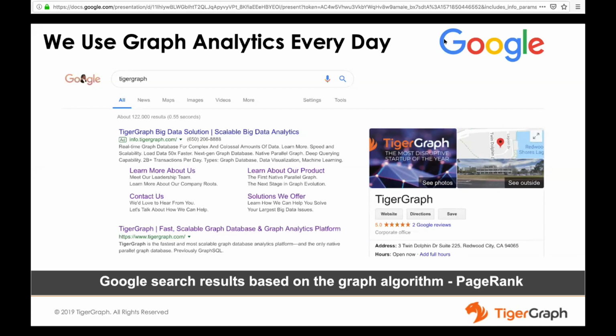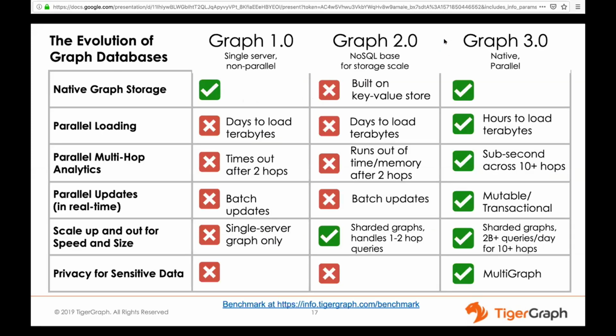Let's go to the next one. Really, many of you understand this, but at a high level, Graph 1.0 was a single server graph. Graph 2.0 was built on a NoSQL backend, and Graph 3.0 is where we shine. TigerGraph is a native parallel graph that's highly scalable. You can shard the data and distribute it. Take terabytes of data, distribute it into smaller commodity servers, and scale that up. And I'll relate it to supply chain management in just a moment. Let's go to the next chart, David.